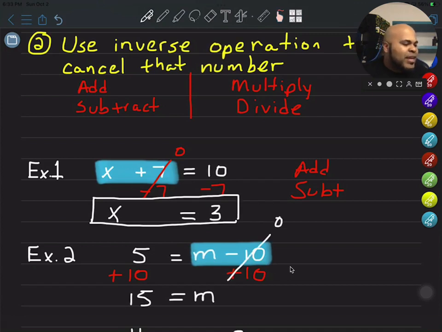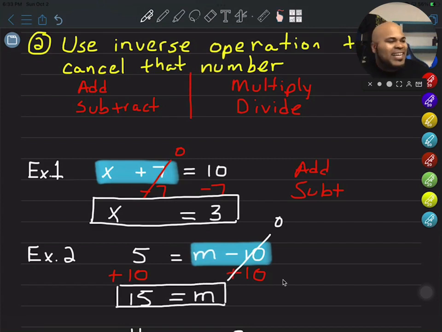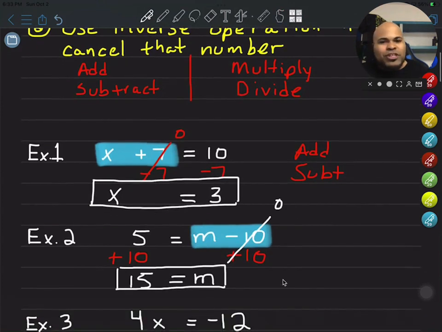Now, notice that I actually read it and I say negative 10 plus 10. Because if I made a mistake and I put minus 10 down here, then negative 10 minus 10 does not cancel. So do not put 0. That will be negative 20, right? So I cannot just cancel it. So that's a way to double check my answer. And that's it. 15 equals m. M is by itself, and it's just that easy. These are one-step equations. They're not that bad.